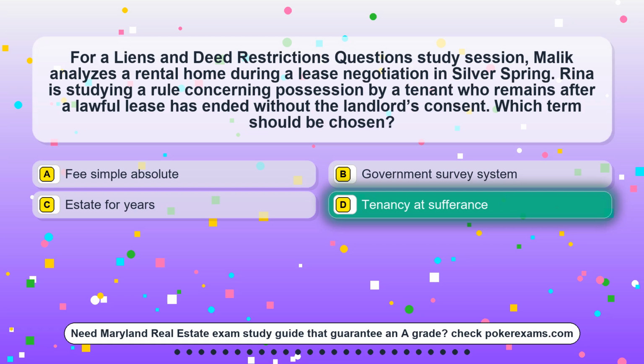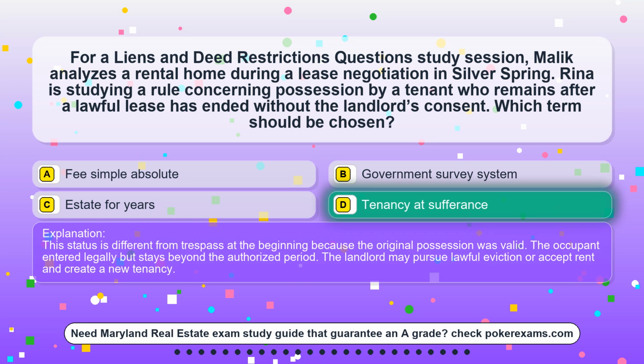The correct answer is option D, tenancy at sufferance. This status is different from trespass at the beginning because the original possession was valid. The occupant entered legally but stays beyond the authorized period. The landlord may pursue lawful eviction or accept rent and create a new tenancy.